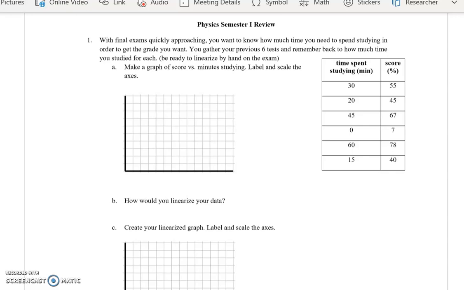The time studying is your independent variable. This is what you can intentionally change. And your score is your dependent variable. It's what you measure as a result. So if I go up by every other line being 10 minutes, and for a score, every line is 10.